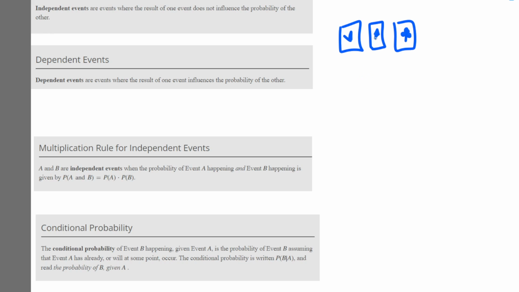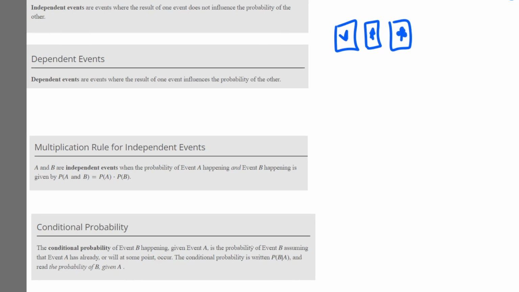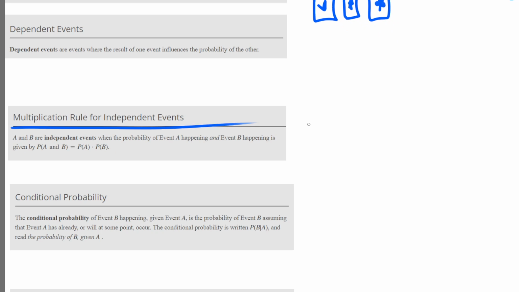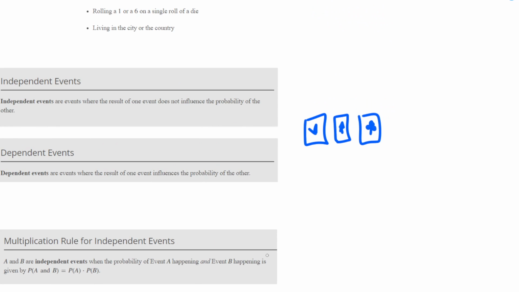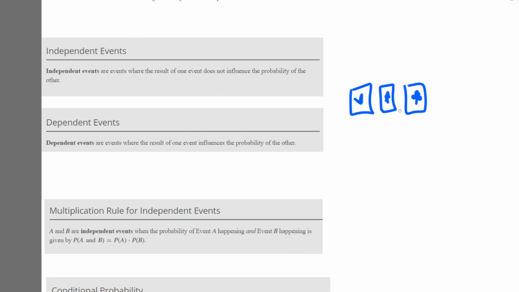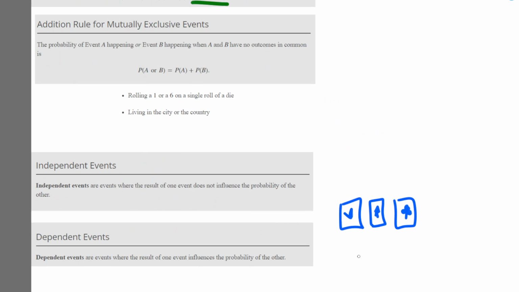If you were replacing the cards, it would still be an independent event. Like if you took the diamond out on one turn and then put it back in, you still have a chance of picking a diamond. We just went over the multiplication for independent events up there, because I misread.